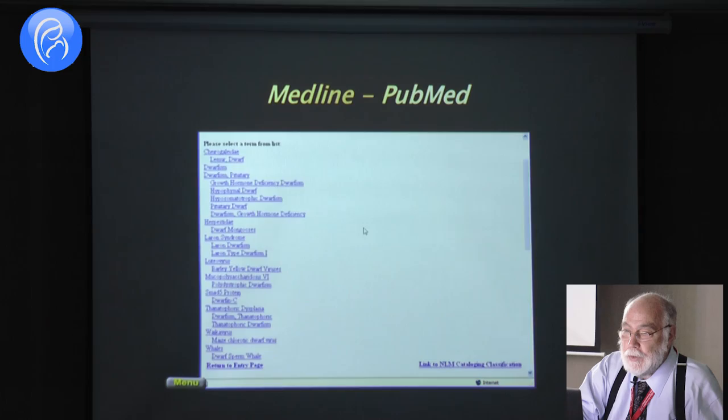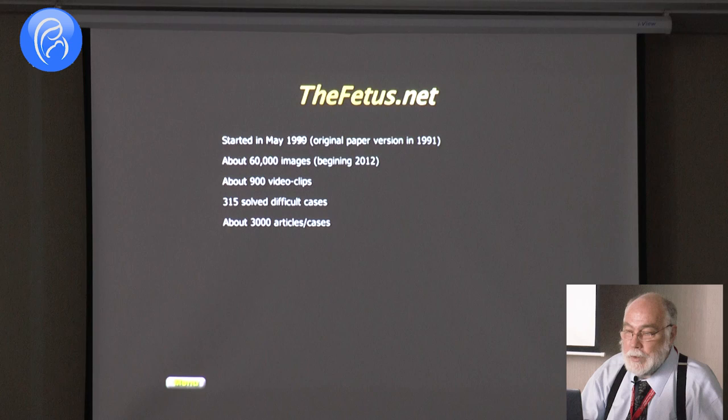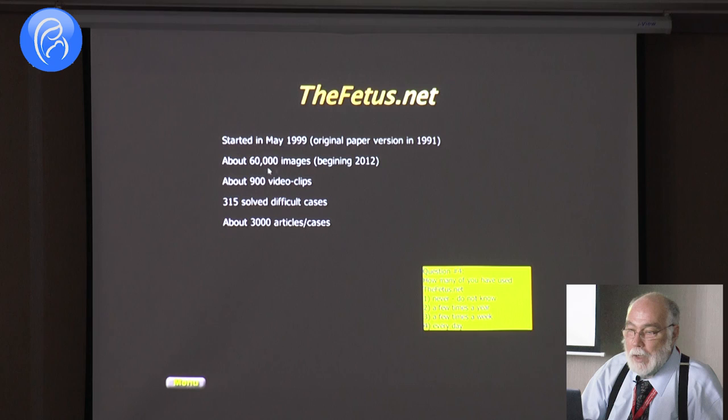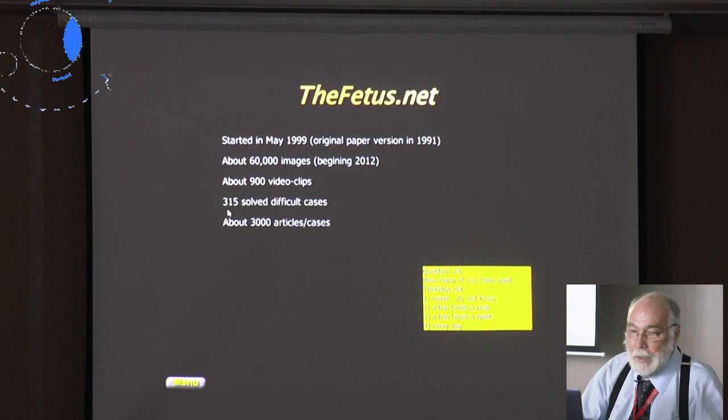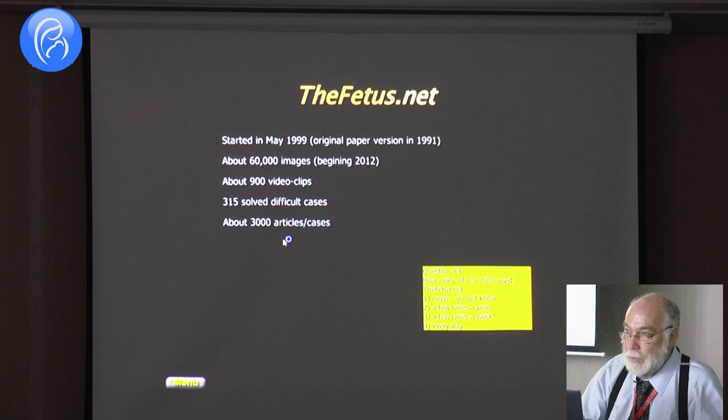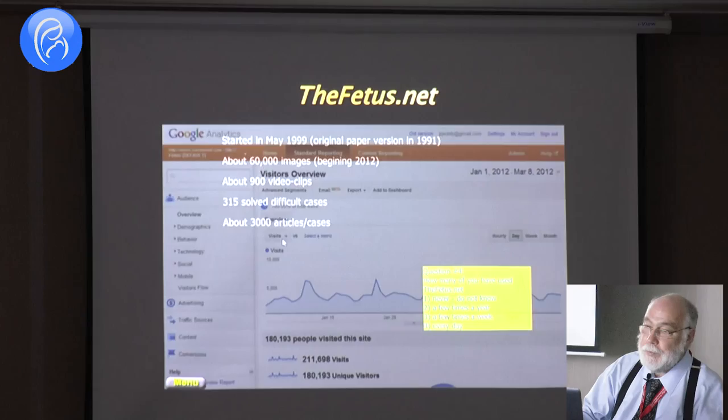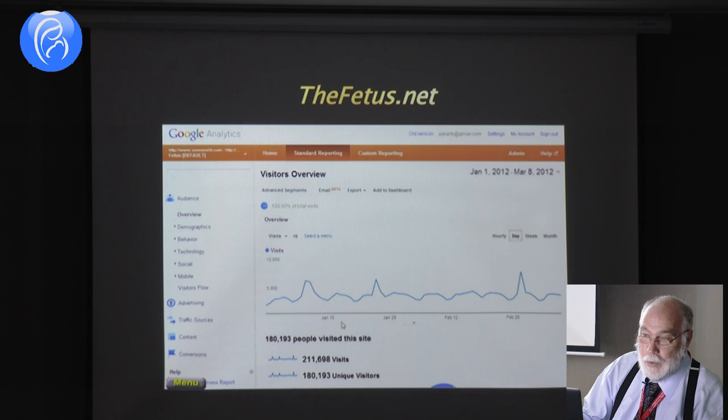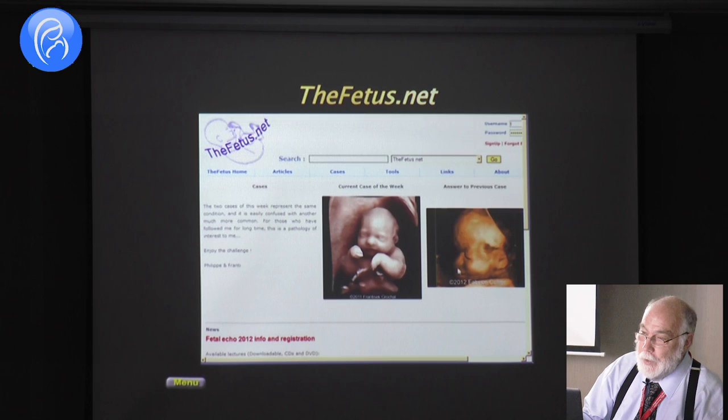The next one I wanted to show you is the one that is dear to my heart. It's the Fetus.net. We started this in 1999 on the web, originally in 1991 on paper. And now we actually have about 75,000 images, about 1,200 video clips, and now 415 soft cases. There's a lot of material, and you don't have to register, you don't have to pay a subscription, no sign in. And we get about 5,000 to 7,000 visitors per day from all over the world. And here on the left side, we have the case of the week, and on the right side, we have the answer to the case of the week.